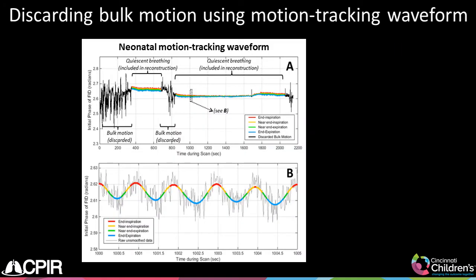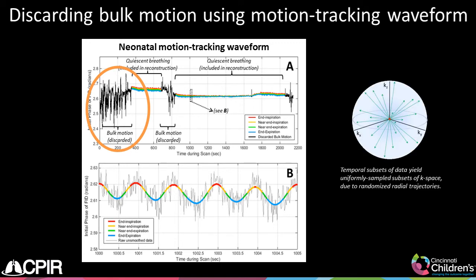This motion tracking waveform can be used for more than just retrospective respiratory gating. It can be used to detect and retrospectively discard intervals of bulk motion from image reconstruction. Again, it is only possible to do this from a temporal subset of K-space data because our radial data is acquired with randomized trajectories. This capability to retrospectively discard motion-ridden data is particularly important in the neonatal population.